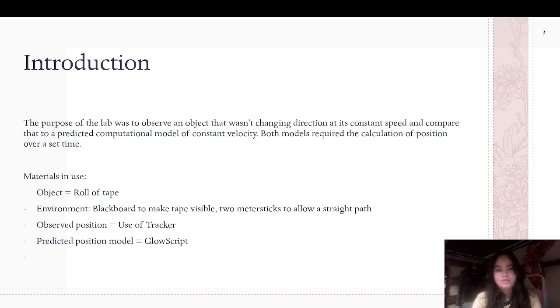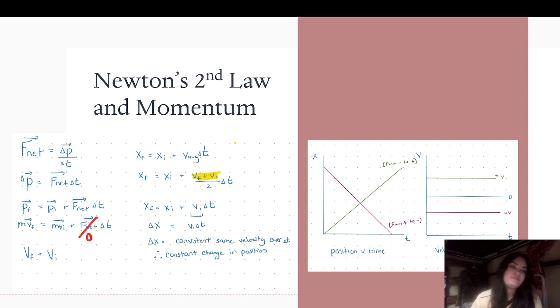For our observed position, we used an app called Tracker. For the predicted position model, we used a website Java program called GlowScript in order to get our data. The object that was observed was a roll of tape.